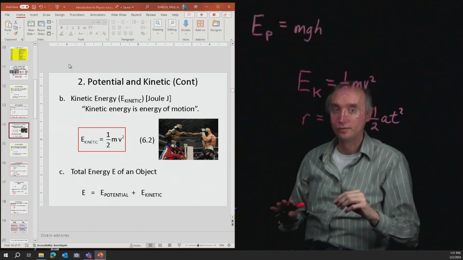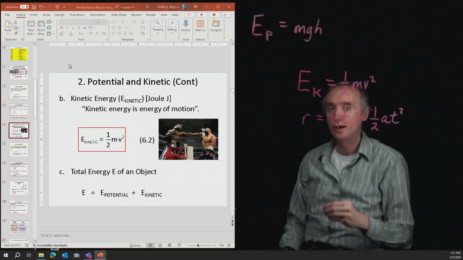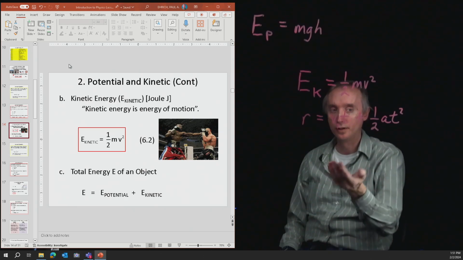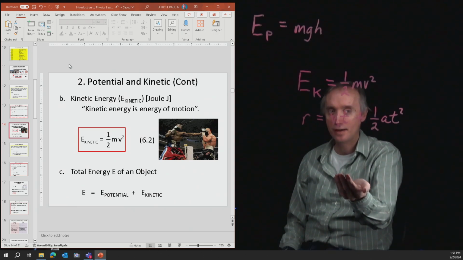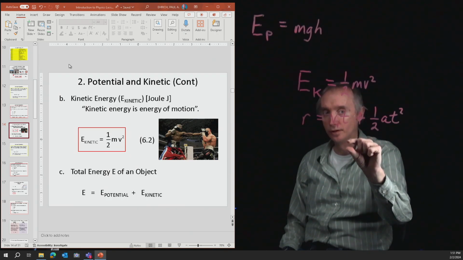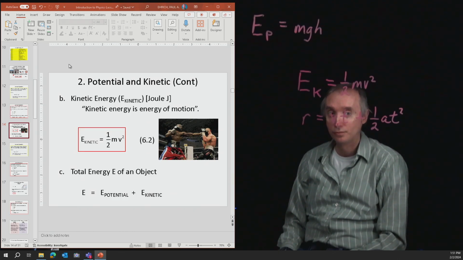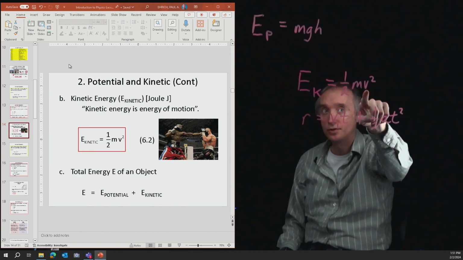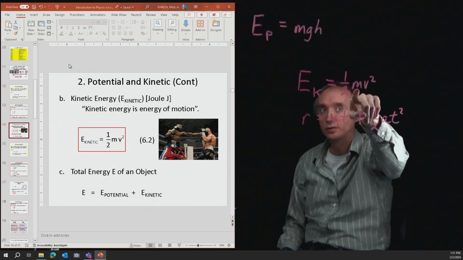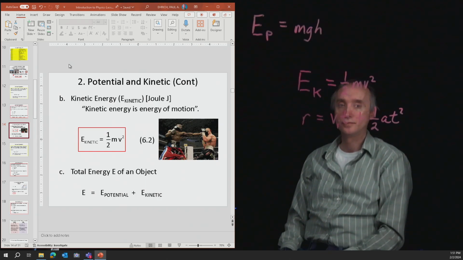Even a little thing can have a lot of kinetic energy. Think about a bullet. If a bullet is in your hand, it doesn't have any kinetic energy because it's not moving. But if that teeny tiny little bullet is moving at 100 meters per second, well, that's a lot of speed. So if the speed is big enough, it can overcome the fact that m is small, and then again you have a lot of kinetic energy.